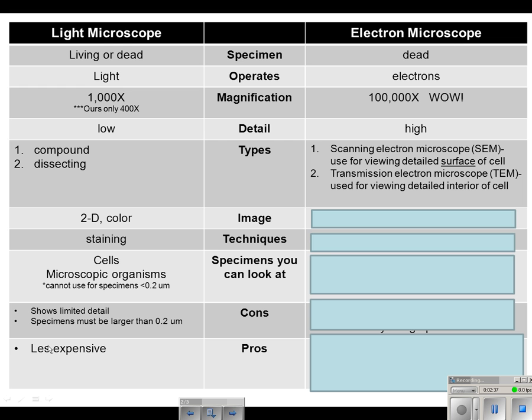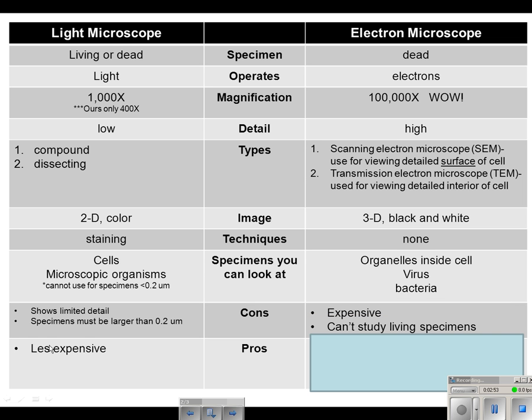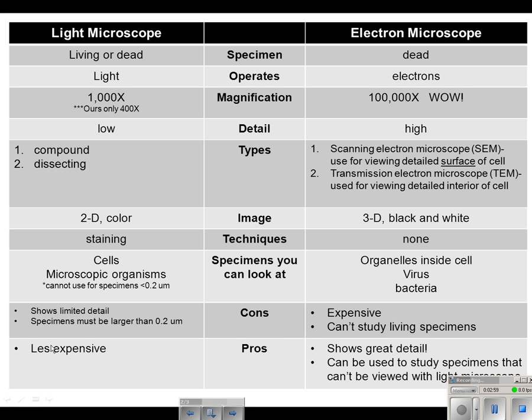The S's match up. The image is going to be in 3D, but it's going to be in black and white. There are no staining techniques that you can use for this, but you can look at organelles inside of a cell, so we can see things like mitochondria. You can see viruses and bacteria. It is expensive, and you can't study living specimens, so those are some downfalls, but it shows great detail and can be used to study specimens that can't be studied using a light microscope.